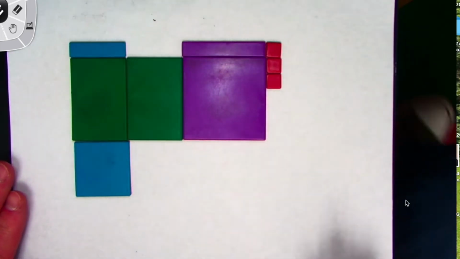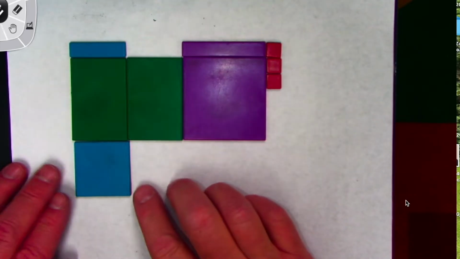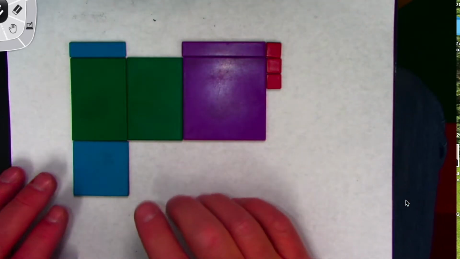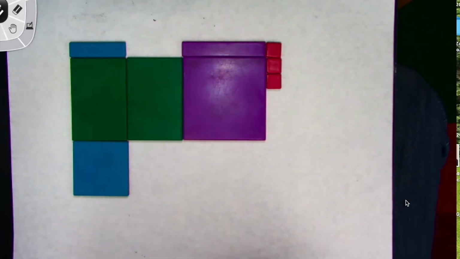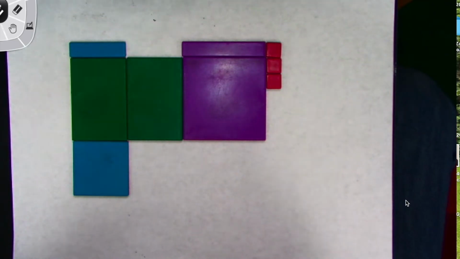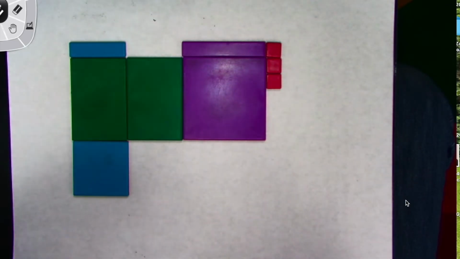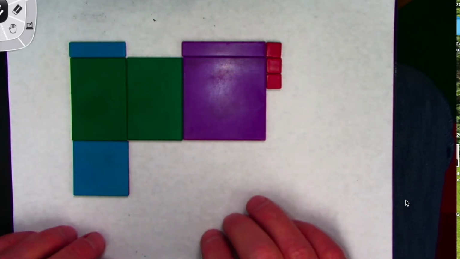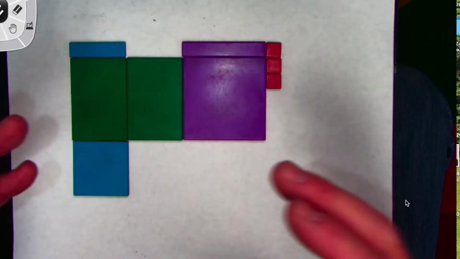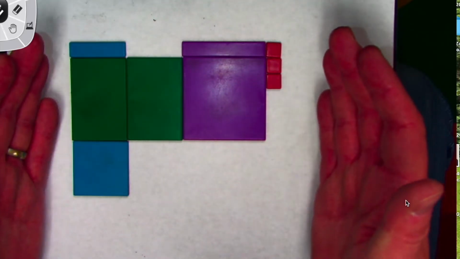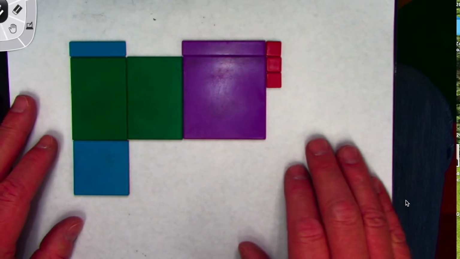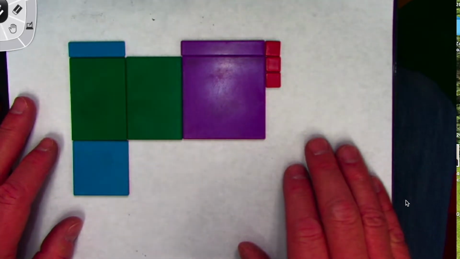Hey everybody, this is math video number 14 and it is going to be the last math video of the school year. I know you're super excited about that, as am I. You can tell by the fact that we're sitting here with some math tiles in front of us that it is going to be another math tile lesson, sort of our last math tile lesson.